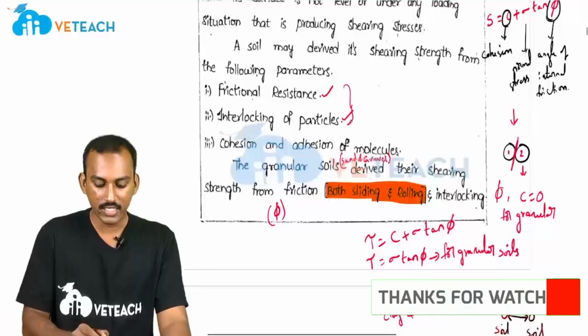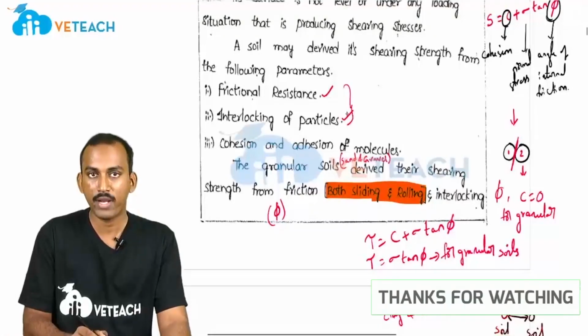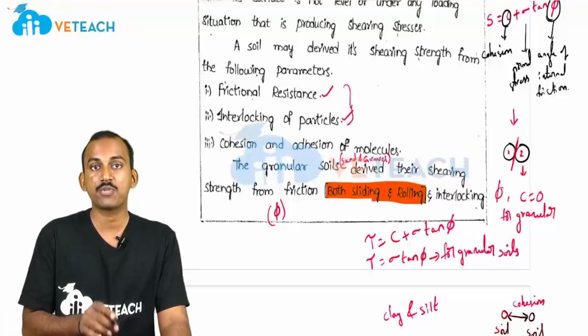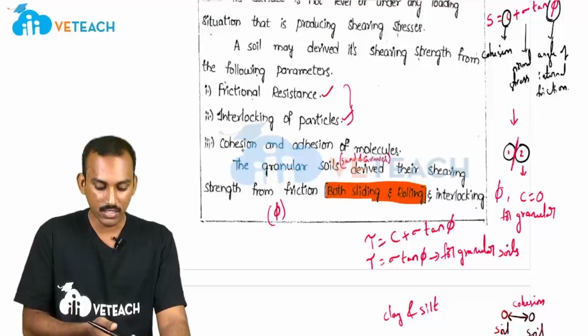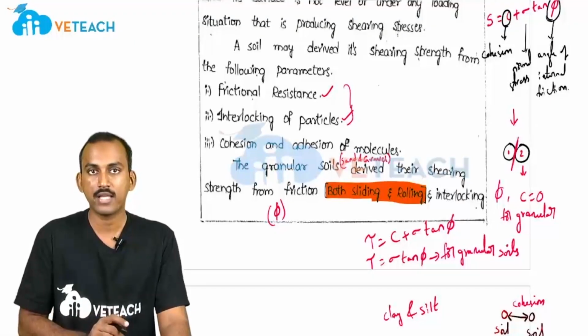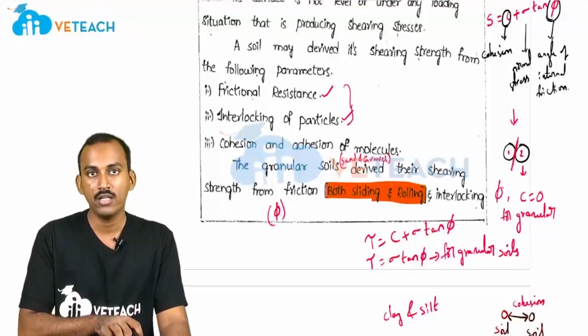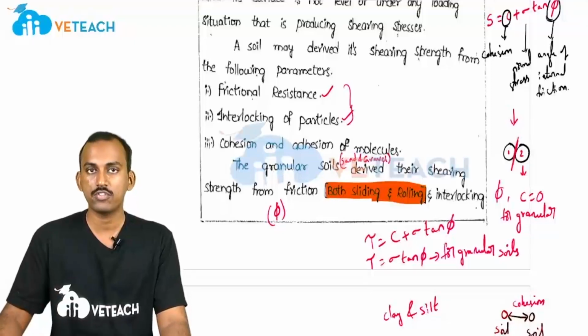The friction and interlocking, even though we have written them as two parameters, are really a single parameter. The interlocking itself is possessing the friction. We cannot measure the interlocking of the particles and its relation to the shear strength. The interlocking is possessing the friction, and the friction is related to the shear strength of the soil.